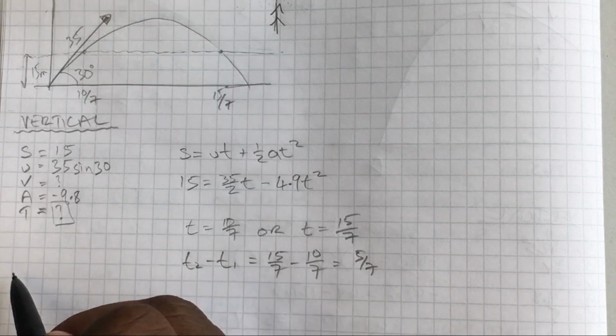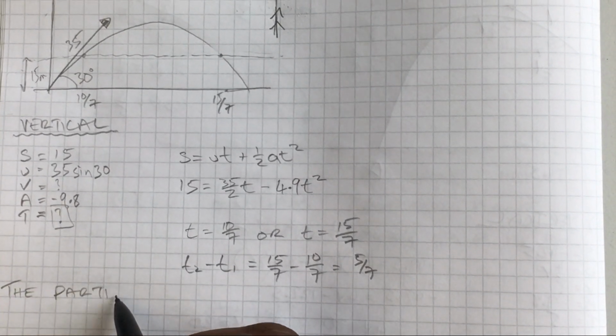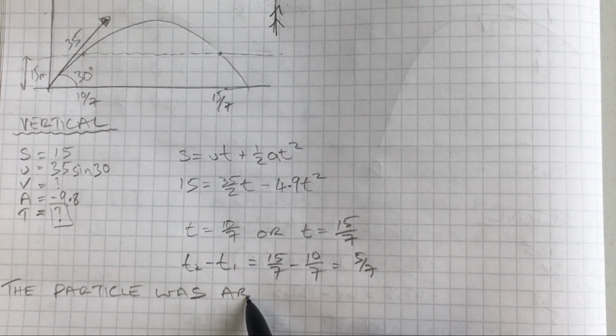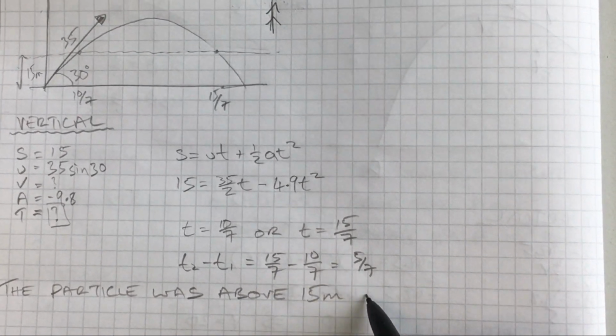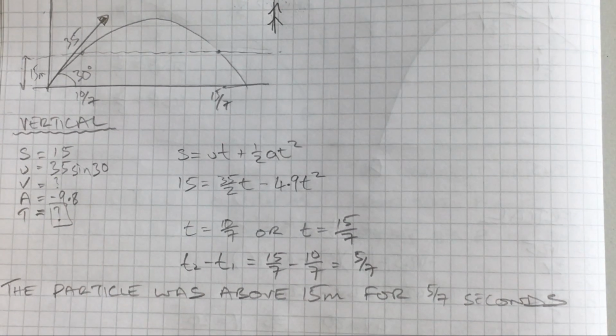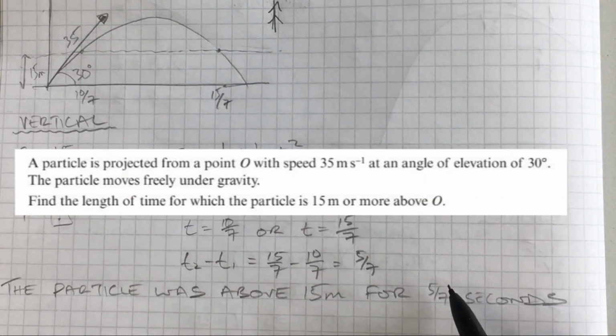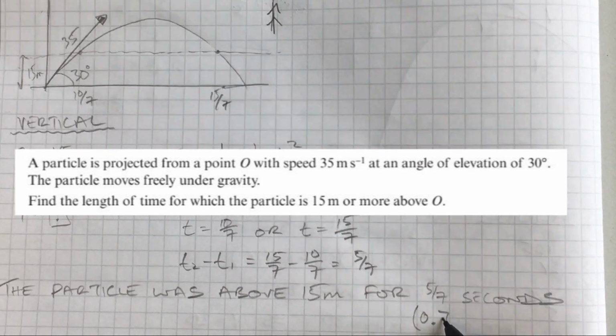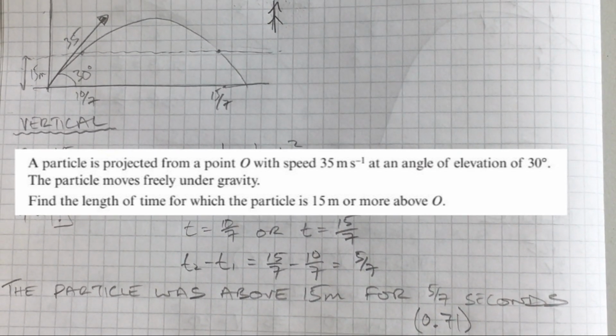So me subtracting those 2 times lets me know how long this particle is higher than 15 meters above the ground. So that subtraction gives us 5/7. The particle was above 15 meters for 5/7 seconds, or 0.71 seconds.